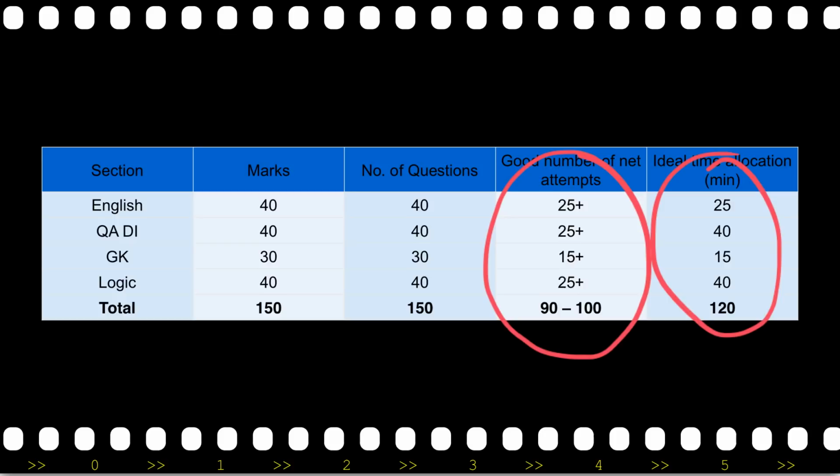And ideal time allocation. There is no time gap in the SNAP exam, so to create a time barrier so that we can work on each section: quant logic 40 minutes is the ideal time, and English 25 minutes, GK 15 minutes. This is the ideal breakup of the sections. So please pause the video so that you can look at this in detail.